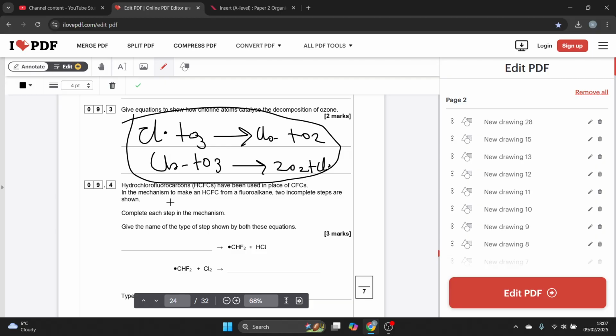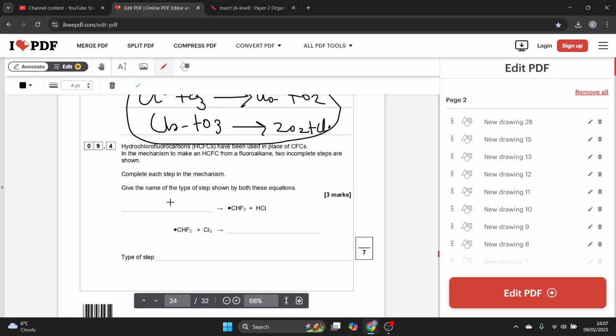Then it says hydrofluorocarbons have been used in place of CFCs. In a mechanism to make a hydrofluorocarbon from a fluoroalkane, two incomplete steps are shown. Give the name of the type of step shown by both of these equations.